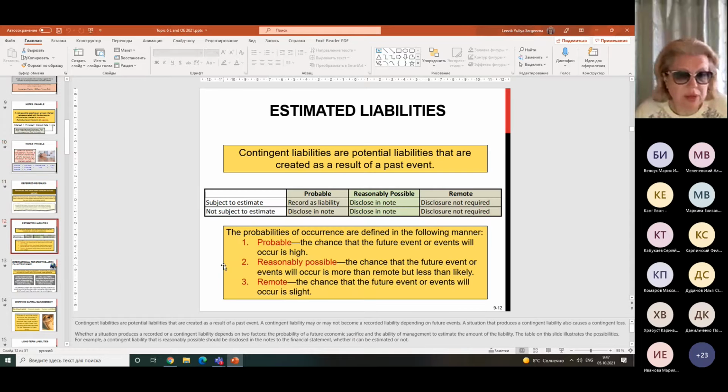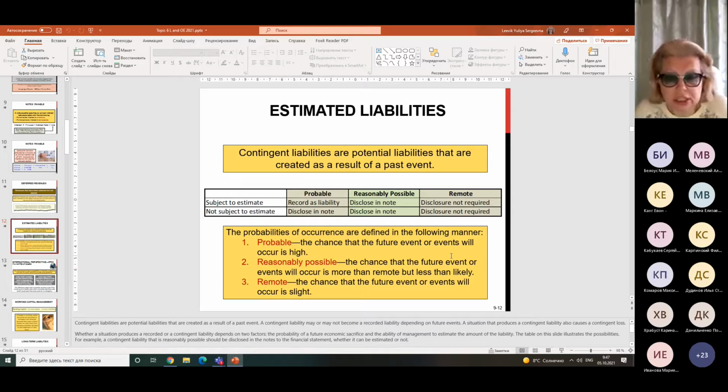So about estimated liabilities, or contingent liabilities. There is a special type of liabilities which we call contingent. These are potential liabilities that are created as a result of past events. And the probabilities of occurrence of these potential liabilities can be classified into three categories: probable liabilities, reasonably possible, and remote liabilities.